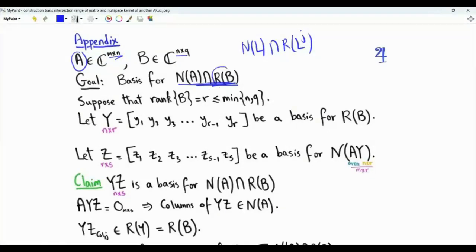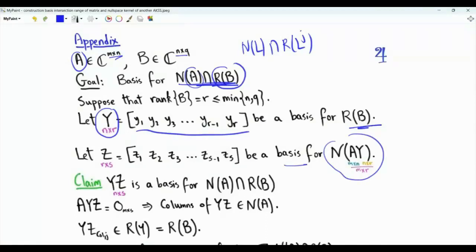Suppose that the dimension of the range of B, the rank of B, is equal to R. Suppose that matrix big Y of size n by R contains a basis for the range of B. After obtaining matrix Y, we can multiply it from the left by matrix A, and then we can obtain a basis for the null space of AY. Suppose that the dimension of the null space of AY is S, and a basis for the null space of AY contains S vectors. These S vectors are Z1, Z2, Z3, all the way to ZS, and these are the columns of the R by S matrix Z.